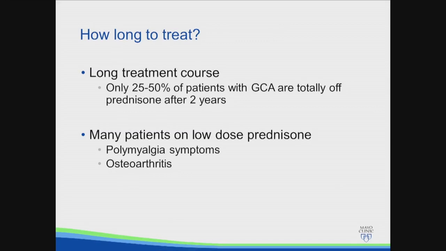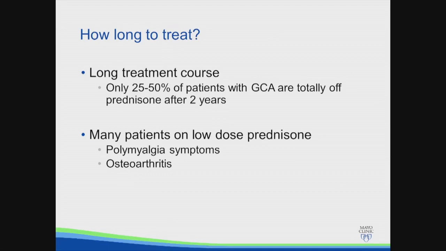And in book chapters and in maybe patient brochures, we often write that the treatment is going to go on for 1 to 2 years. In actual fact, it's actually oftentimes even longer than that. So we and others have seen that less than half of patients with this disease are totally off prednisone even after 2 years from the diagnosis. So it's a very prolonged treatment course.